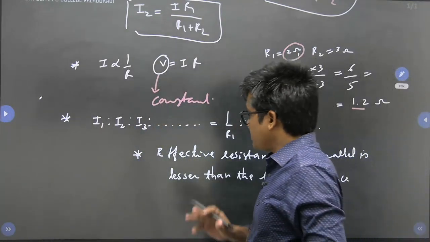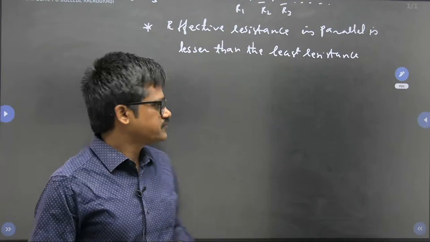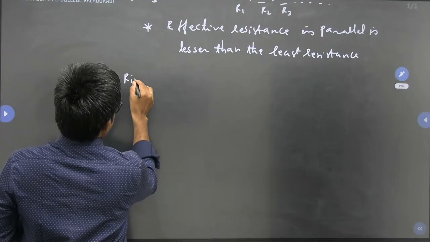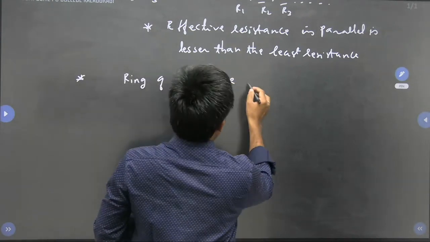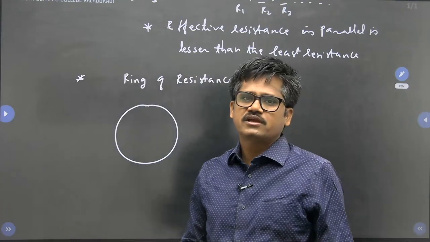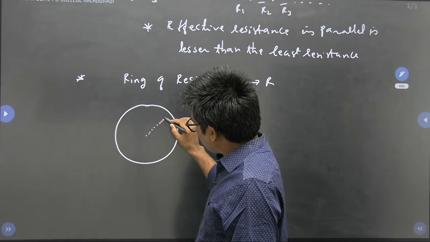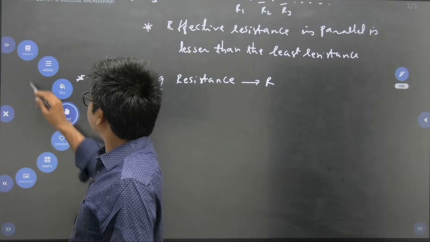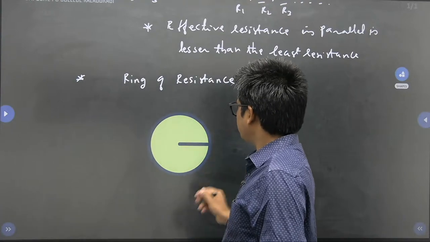Got my point? Okay. Now, before I move on to the heating effect, let me take one example here. Suppose you have a ring of resistance, say R. You have a ring like that. Right? What is the resistance of this ring? Say R. My question is, I have one ring like that, right? It's like a disc.